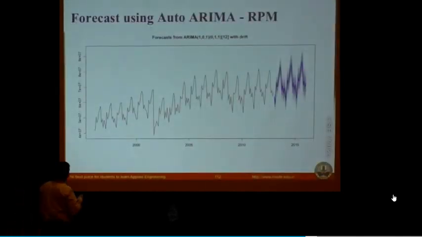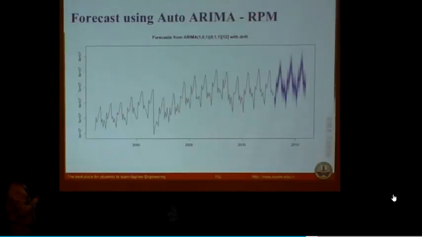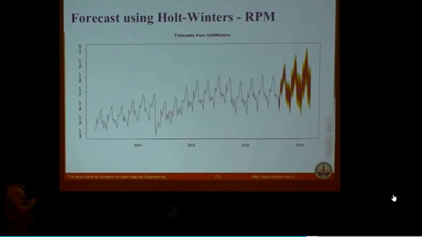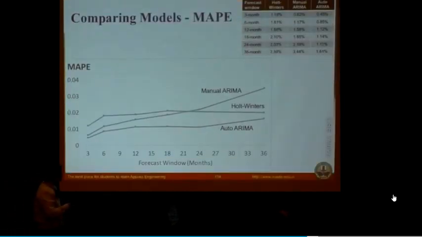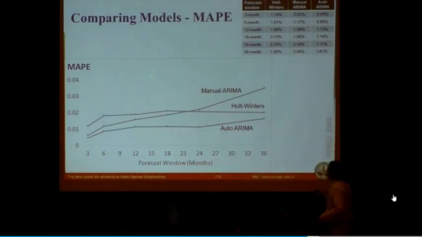And so, we have done these things. Our forecast with ARIMA, auto ARIMA, this was auto ARIMA. This is the Holt-Winters. And so, what I did is, I actually calculated the MAPE manually in Excel. The Excel will be shared with you. I am comparing the mean absolute percentage error for all these models. I have the Holt-Winters model, I have manual ARIMA, and I have auto ARIMA.